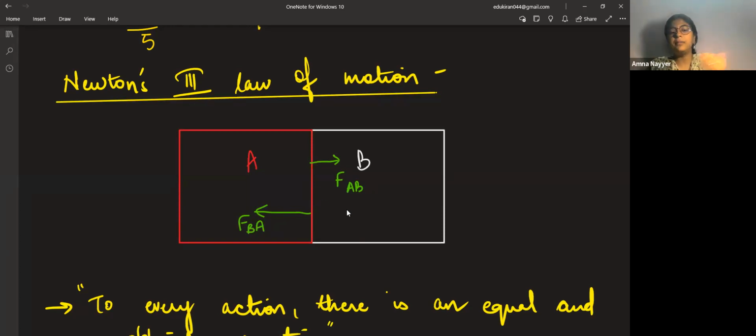So FAB is exerted on one side, and an equal and opposite force on the other. When I use the term equal and opposite, it means FAB is equal to minus FBA. This is equal in magnitude and opposite in direction, right?